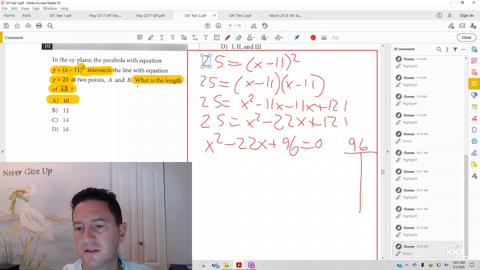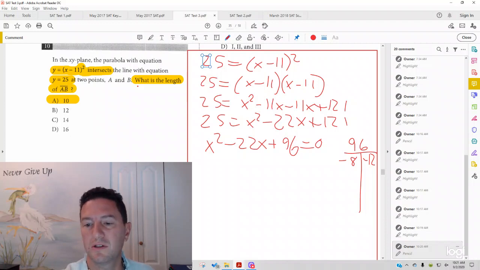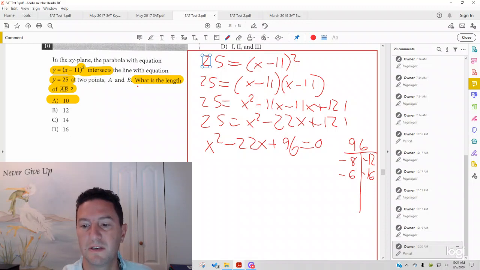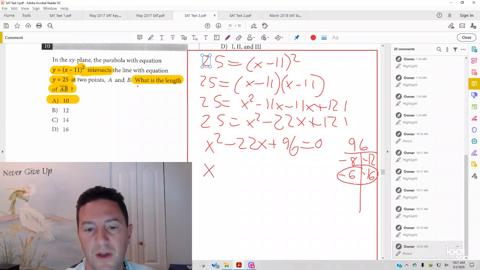So 10 doesn't go in evenly, 9 doesn't go in evenly. Does 8 go in evenly? Yeah, I could split it as negative 8, and 8 is going to go into there negative 12 times. Now, if I add those up, I do not get negative 22, so I'm not there yet. Does negative 7 go in evenly? No, it does not. So negative 6. How many times does negative 6 go in? Well, it goes in negative 16 times. And when you add these up, you do, in fact, get negative 22. So you have it factored.